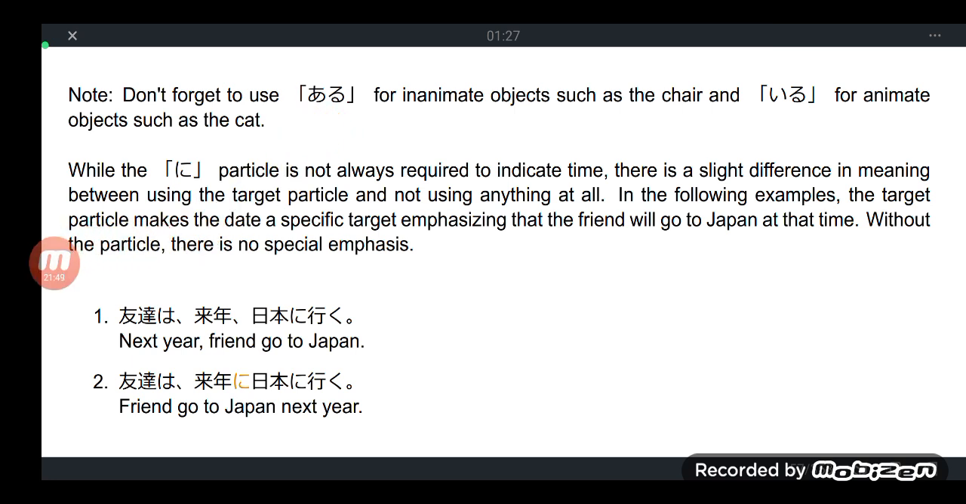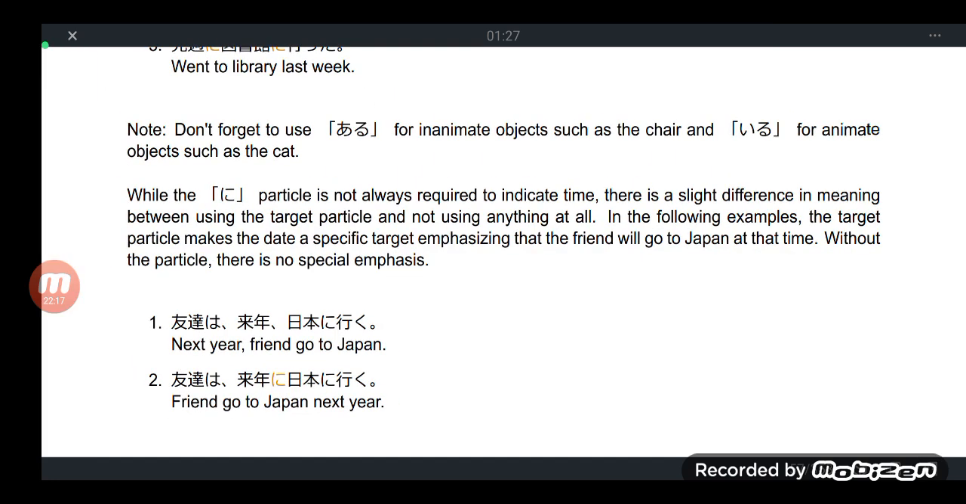While the target particle ni is not always required to indicate time, there is a slight difference in meaning between using the target particle and not using it at all. In the following examples, the target particle ni makes the date specific, emphasizing that the friend will go to Japan at that time. Without the ni particle, there is no special emphasis. Okay?